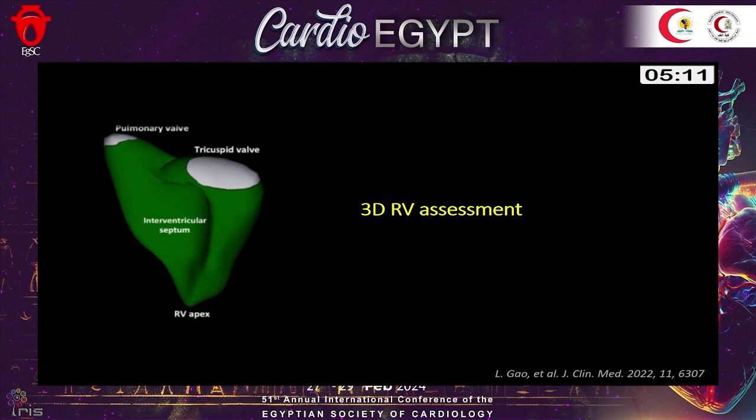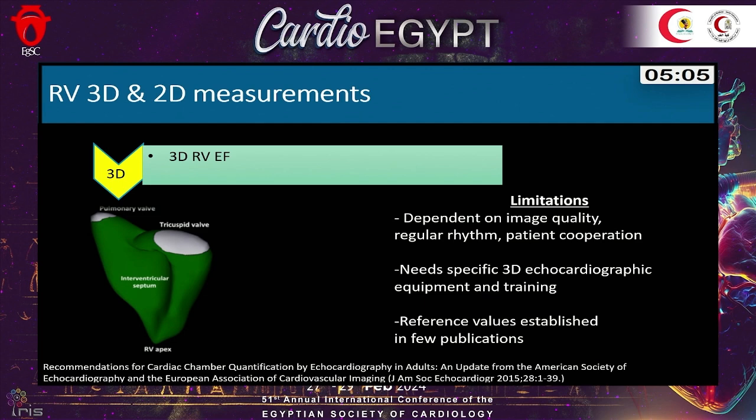And now the 3D RV assessment. So I've covered this. RV is very complicated. If you look at the RV from the side, you will see the inlet part. Here is the tricuspid, the inlet part, and then the trabecular part, and then the outlet or the outflow part.